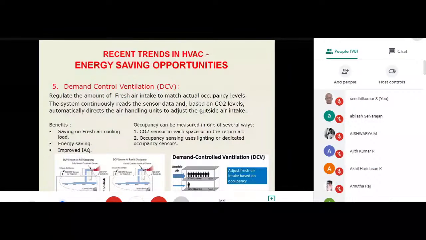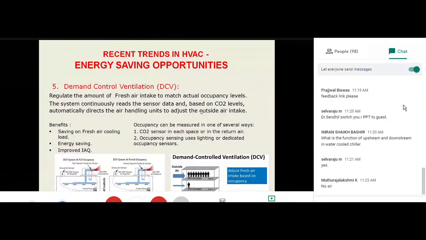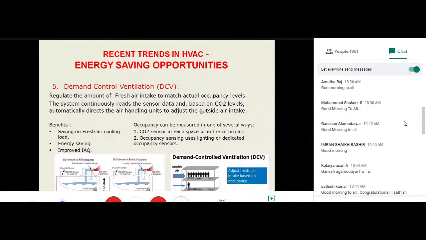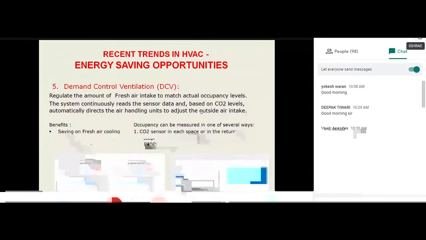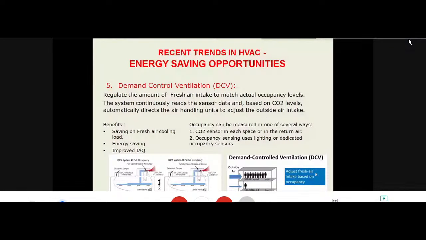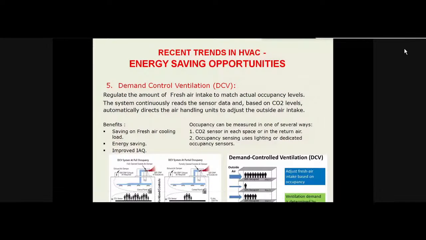The fifth point is demand control ventilation. As the name says, when there is a demand, ventilation will be provided. It's very simple. In a building, as I said, we need fresh air. You see, this is a typical office building with four stories. There are people present, 80%, 50%, and at times maybe it is lunch time or break time, whatever it is. With respect to people occupancy, we have to give fresh air to the respective area.